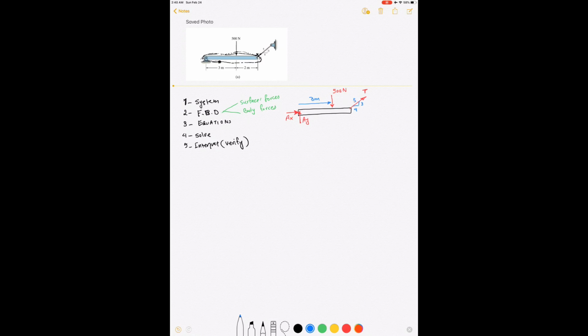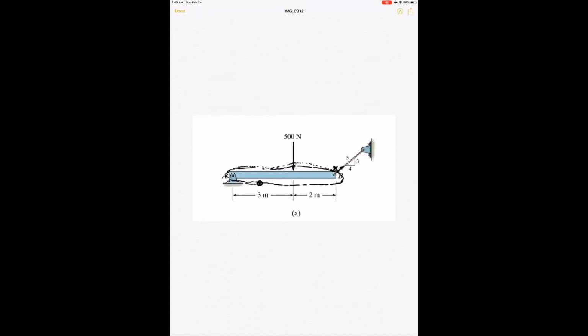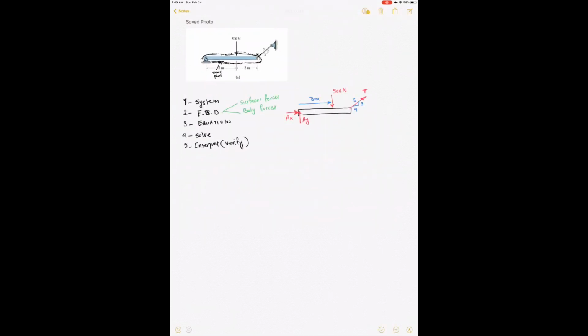So I go back to my picture and I continue walking around, and as you can see, I come back to my start point. This was my start point, right? Okay, now I'm done with surface forces. Now I go to body forces.